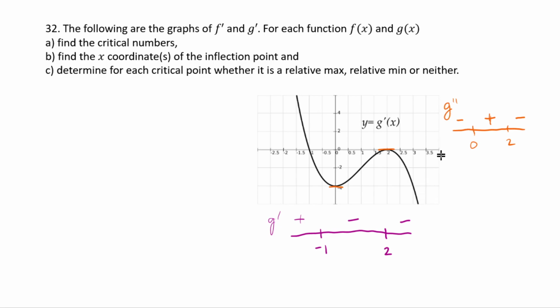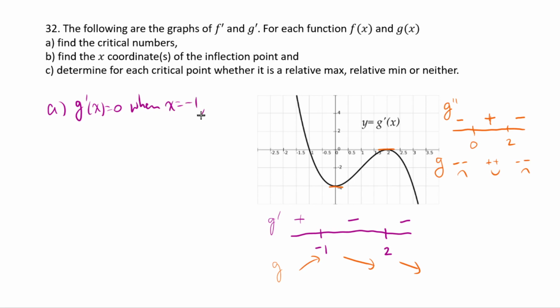Okay? And then you have to translate these results to what happens to g. G would be frowning and then smiling and then frowning. Whereas over here, g would be increasing, decreasing, and then decreasing again. Okay? All right, so with all that given, let's find the critical numbers. Critical numbers are when g prime is 0, g prime of x equals 0 when x equals negative 1 and x equals 2.